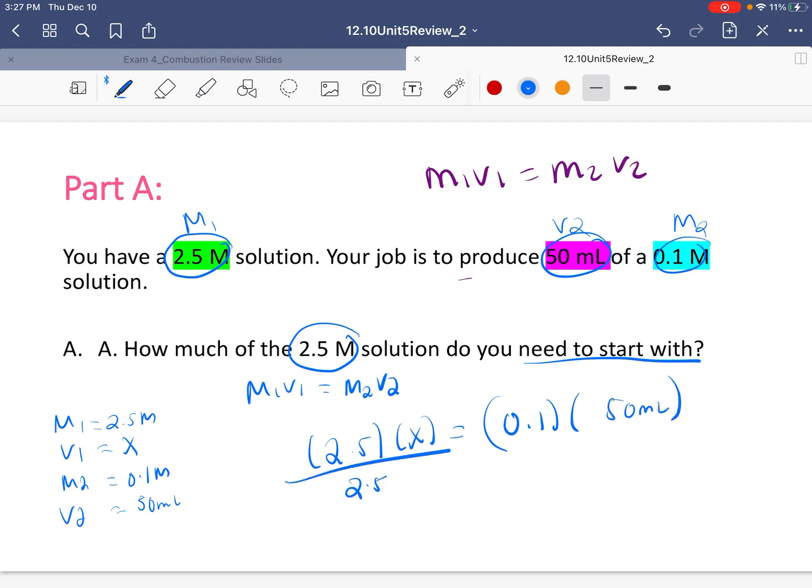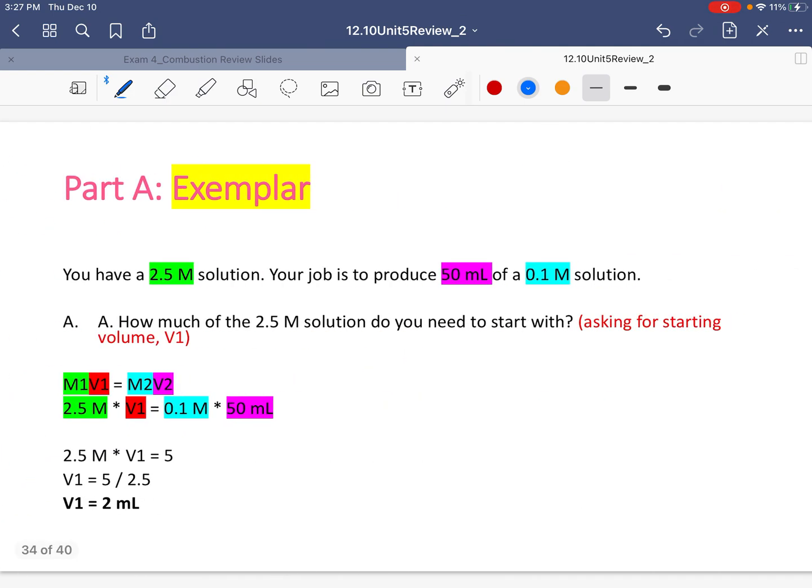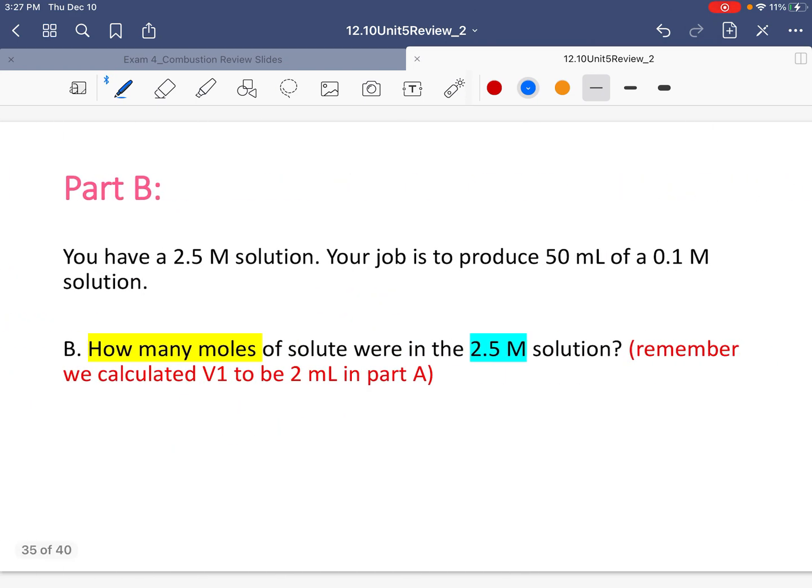Again, I want to get x by itself, so I divide on both sides. And here you can see the answer. You divide on both sides and you get 2 milliliters. So volume 1 equals 2 milliliters. Super easy. You just solve the first part.